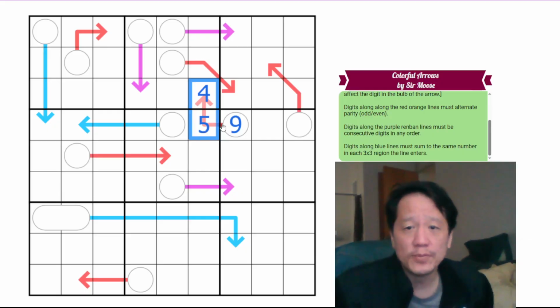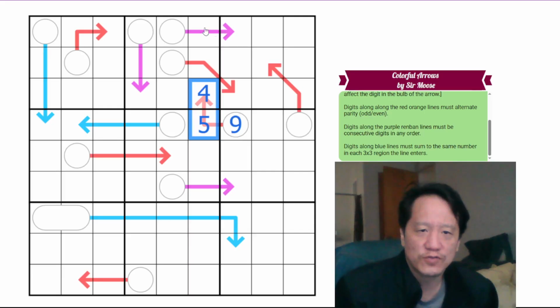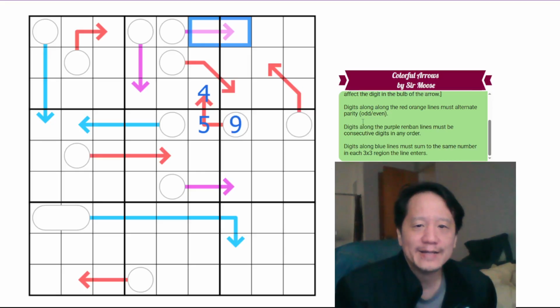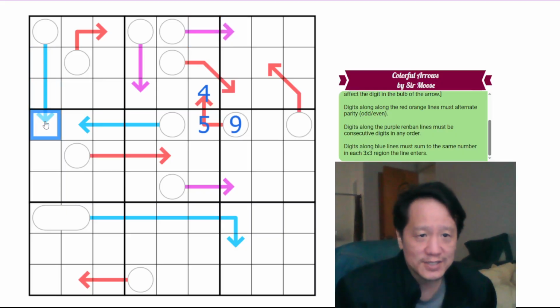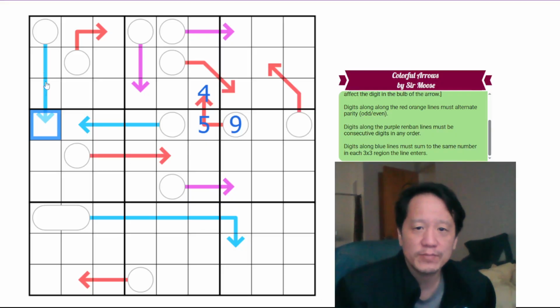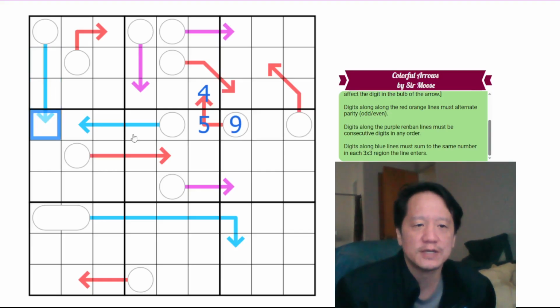For digits along a purple red band line, they must be consecutive digits in any order. So this actually works for both, right? If you had 4 and 5 here, that also works because then they would be consecutive digits. And digits along a blue line must sum to the same number in each 3x3 region the line enters. So for example, these 2 digits must equal what this digit is because they must sum to the same number in each 3x3 region. So this is a separate 3x3 region from that, so these must sum to the same sum as that.